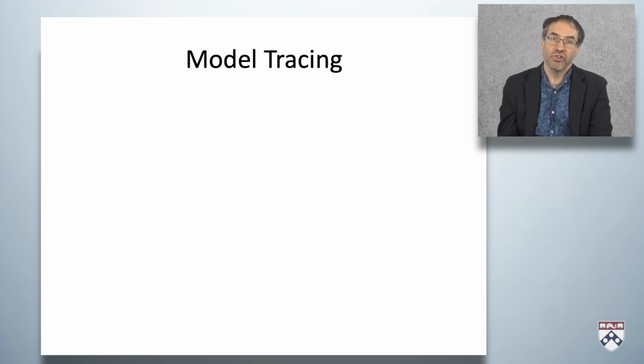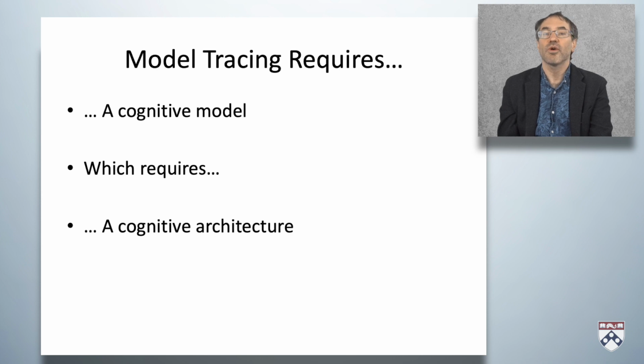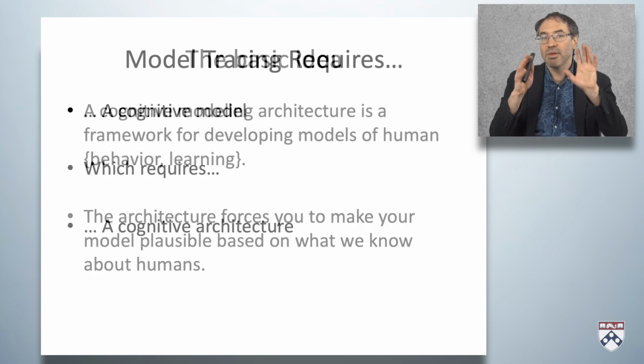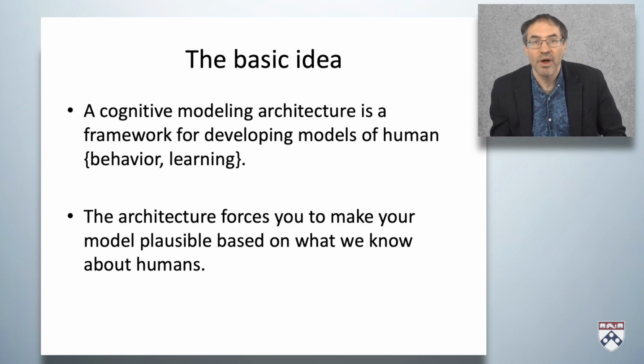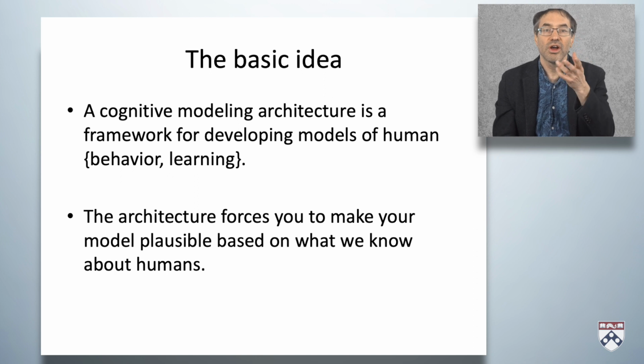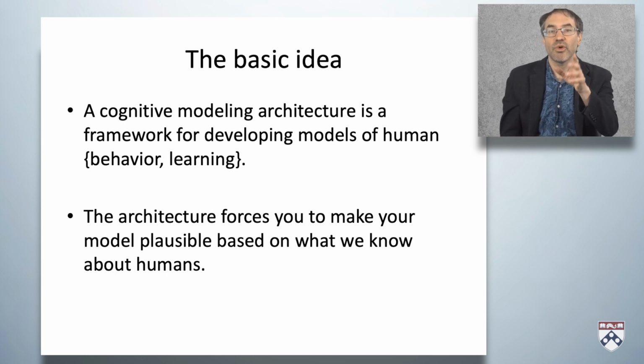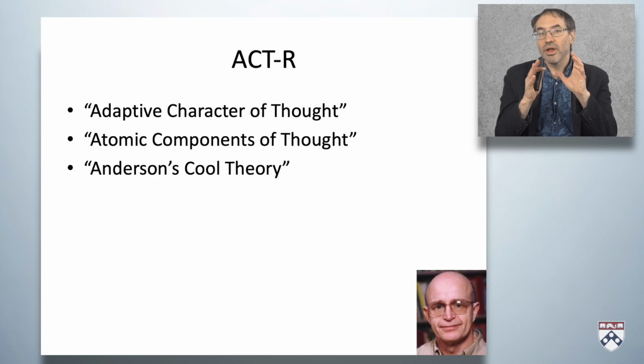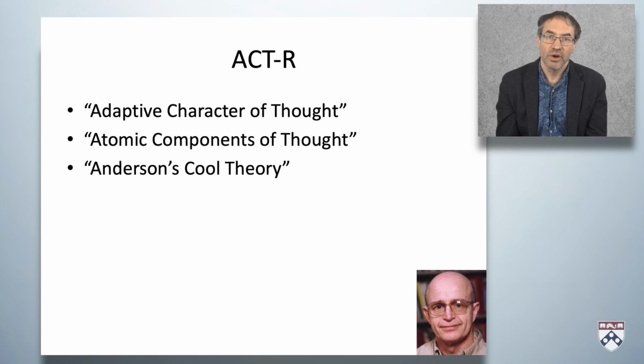So one of the solutions to this is model tracing. And model tracing requires a cognitive model, which in turn requires a cognitive architecture. The basic idea: a cognitive modeling architecture is a framework for developing models of human behavior and learning. And the architecture forces you to make your model plausible based on what we know about human beings. The cognitive framework typically used in this work is ACT-R, or at least an early version of it.